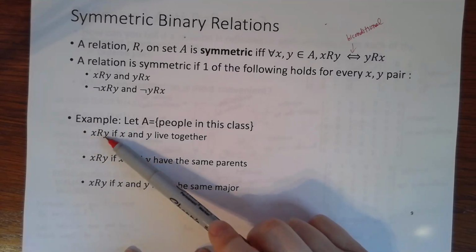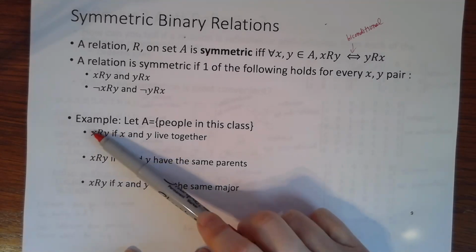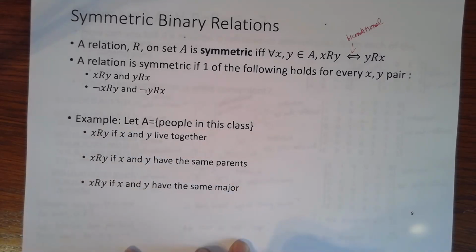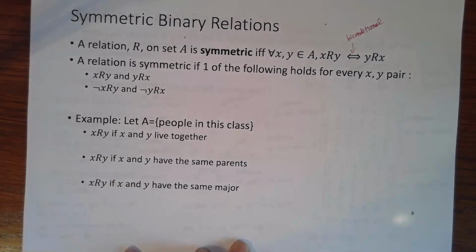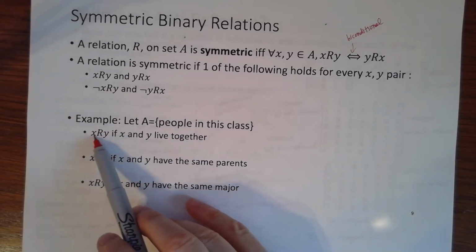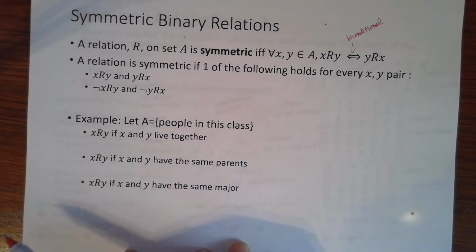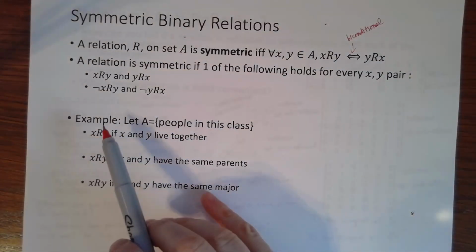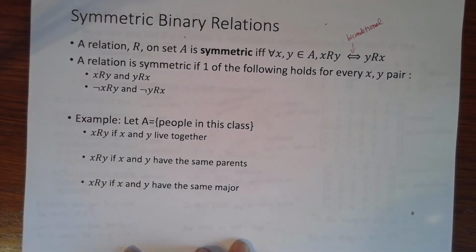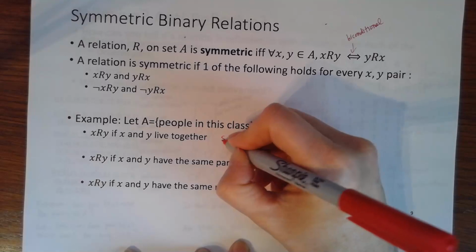So if x is related to x, then x is related to x. That works out for every person. And then if there were any pairs of roommates, if x lived with y, then y certainly would live with x. You can't live with somebody and them not live with you. And then for all other people, if x didn't live with y, then y certainly didn't live with x. Okay, so this is symmetric.